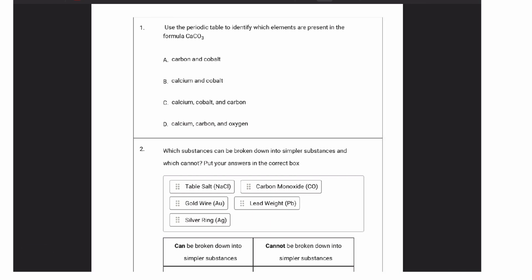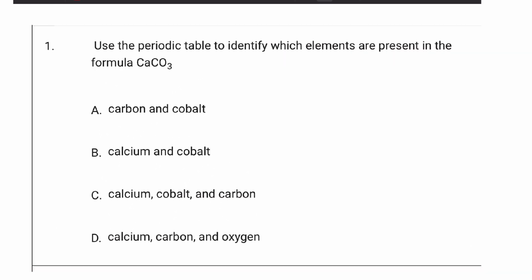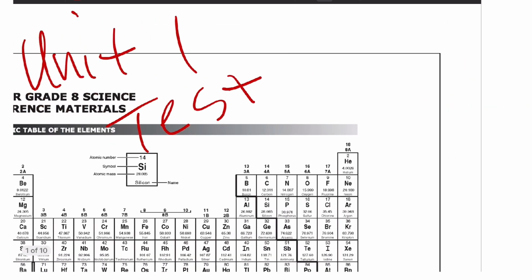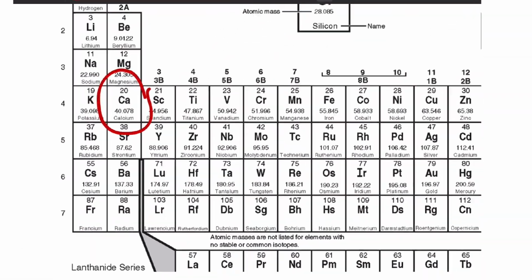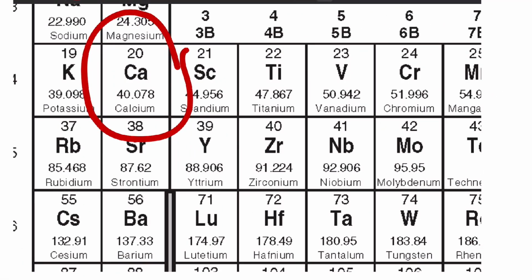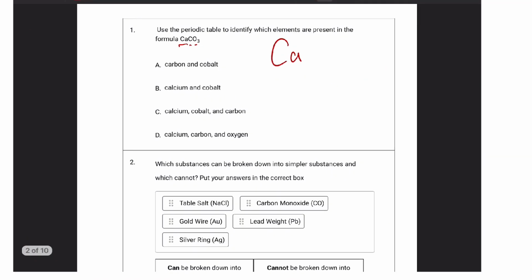Using the periodic table to identify which elements are present in the formula CaCO3. So we need to use our periodic table to find out what Ca is. Let's go over here. Find Ca. It is right here. Ca is calcium. Okay, cool. So let's go back over here. So Ca is calcium. All right, so that automatically takes that one off.